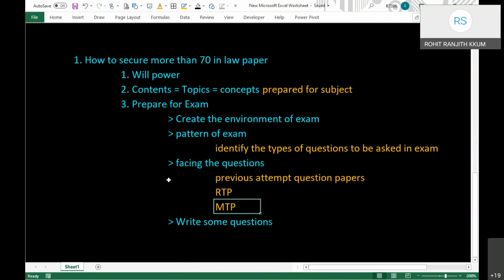So on the first day, I have given you the plan for how to study for the law paper, and you see the same strategy you can apply for other subjects as well, any theoretical subject. The same thing you can apply with a little bit of modification.